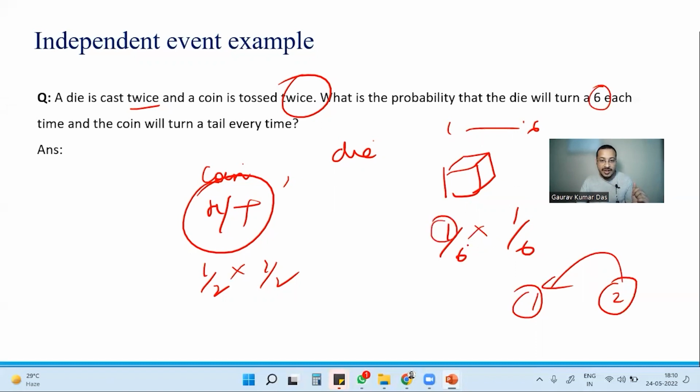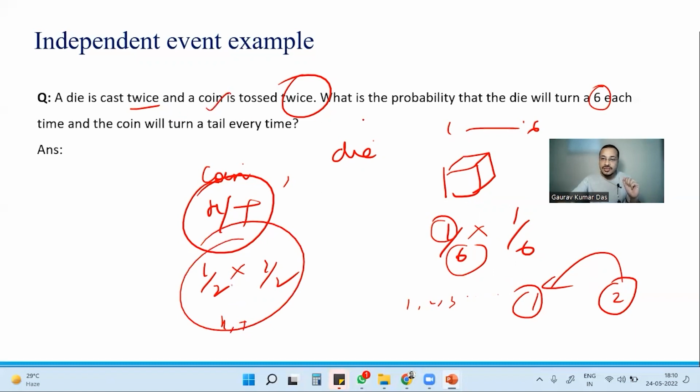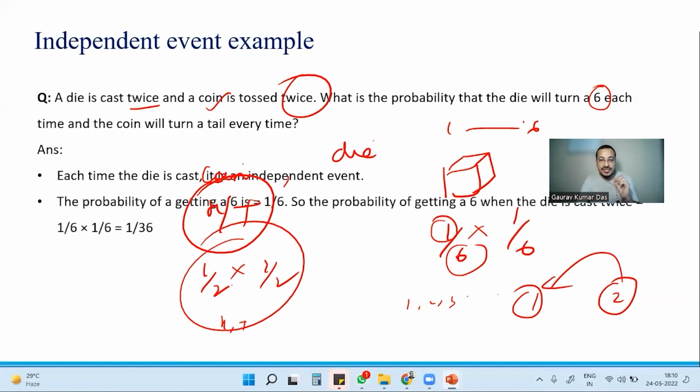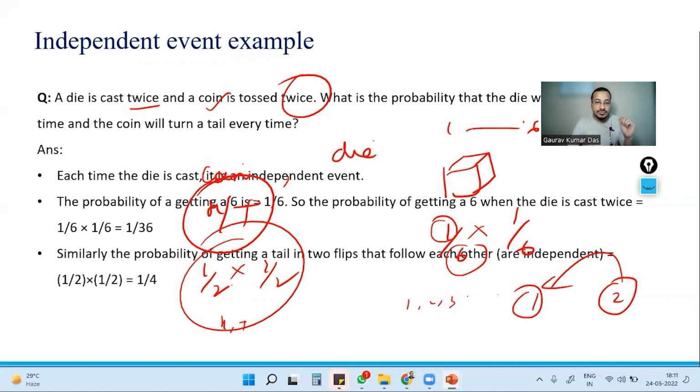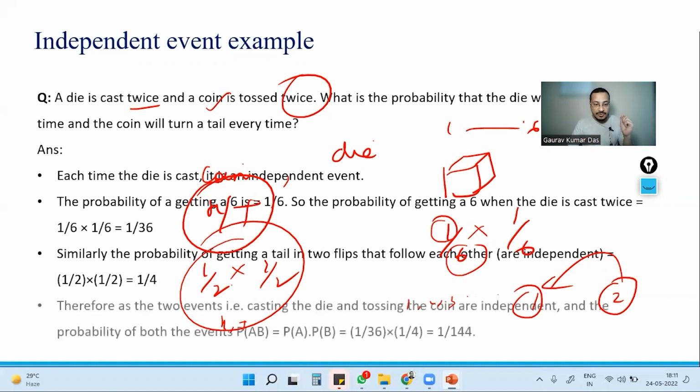Number of favorable events divided by total number of possible outcomes. Possible outcomes for the die is how much? 1, 2, 3, 4, 5, 6, so 6 possible outcomes. Here for the coin we have head and tail, 2 possible outcomes. So my answer will be 1/4 for the coin and 1/36 for the die. So see, each time the die is cast, it is an independent event. The probability of getting a 6 is 1/6. So the probability of getting a 6 when the die is cast 2 times is 1/6 into 1/6. Similarly for coins as well. Okay, so you're using the formula for independent events to get the simultaneous probability.